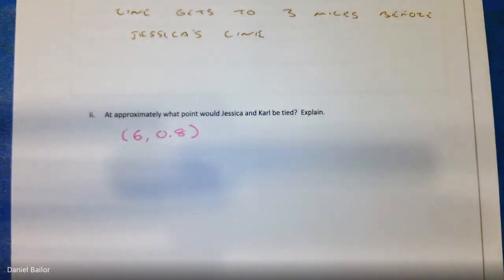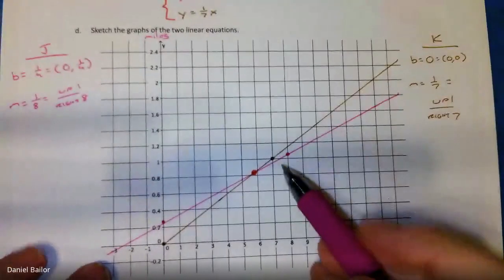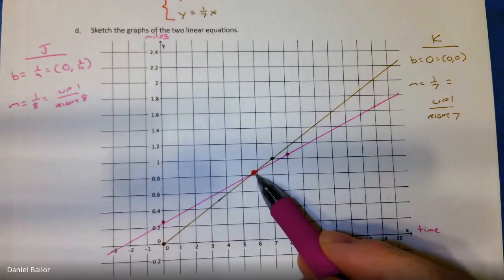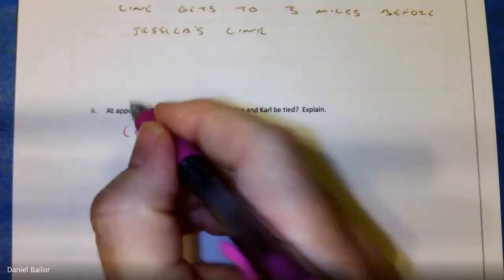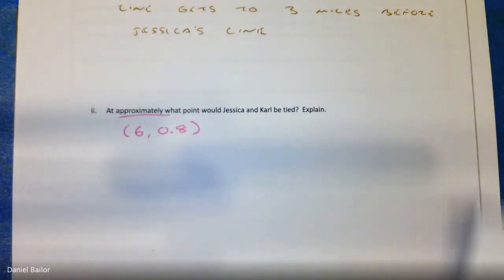That's approximately. That's close. And remember, Jessica's graph is not perfect, so I'm guessing that's about where it is. Remember, it's just saying approximately, so our answers can be a little bit different if your graph looks a little different than mine. But that's about where it will be.